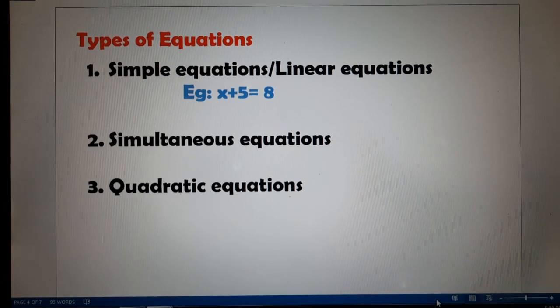So what is a simple equation? Here you are given one example. x plus 5 equals 8. A simple equation contains one variable. You have to find the value of x here.